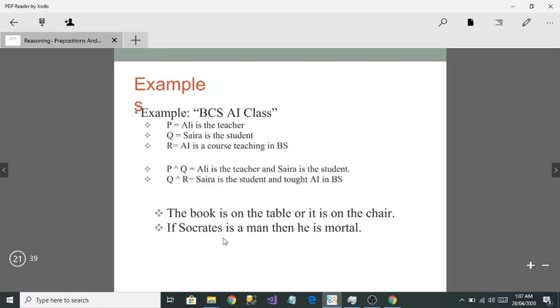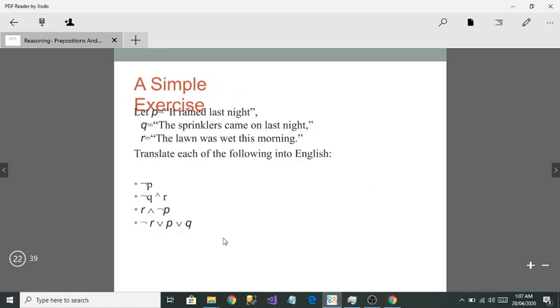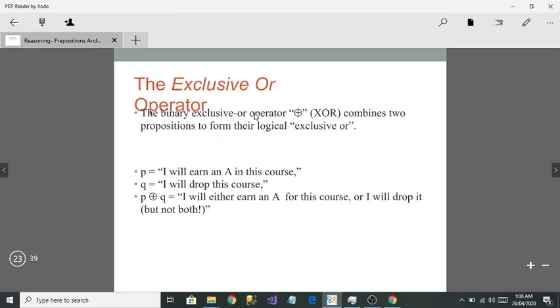So these are some exercises. P is "it rained last night," Q is "the sprinklers came out last night," and R is "the lawn was wet this morning." Now you have to translate each of the following into English. That means all these statements you have to translate. The first one is negation P. So what would be negation P? It rained last night. Tell me.